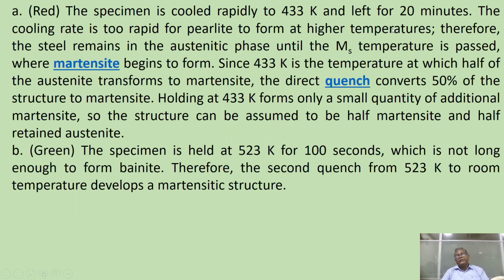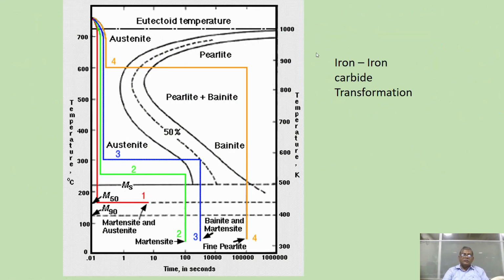Specimen is cooled rapidly, to 433 degree Kelvin and left for 20 minutes. The cooling rate is too rapid for pearlite to form at higher temperature. Therefore, steel remains in the austenitic phase until the MS temperature is passed. So if we cool fast, here you can see that, when you cool fast, you will get a martensite.